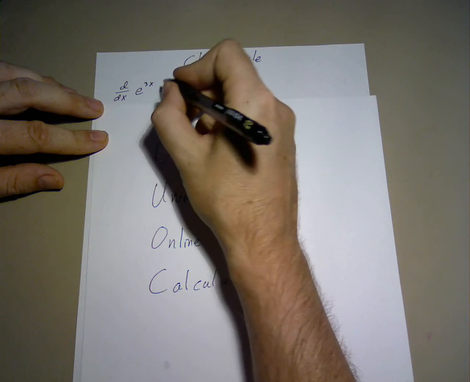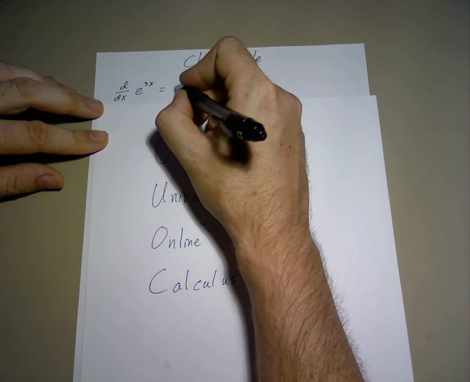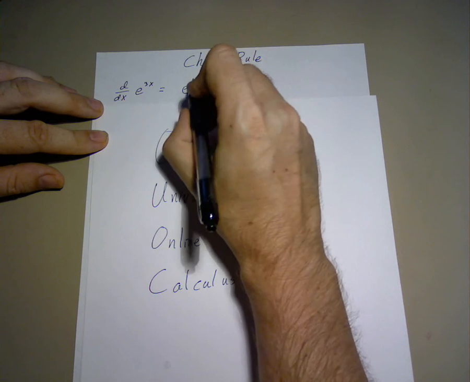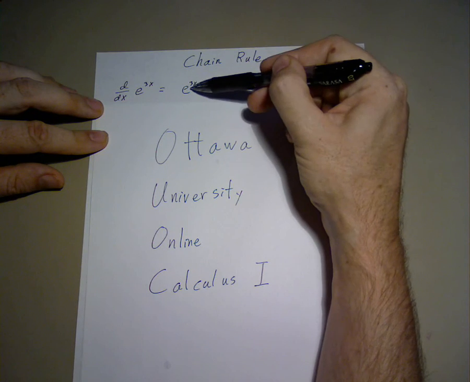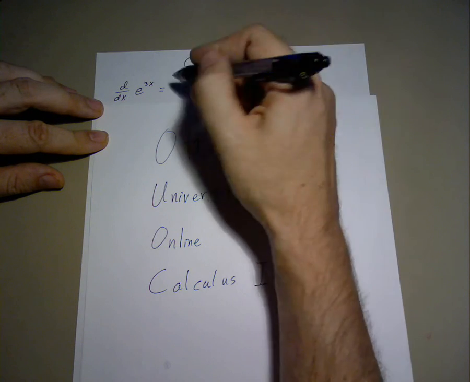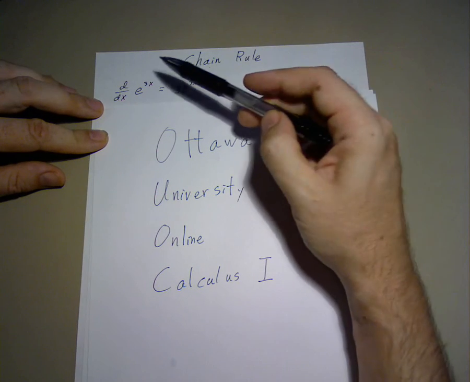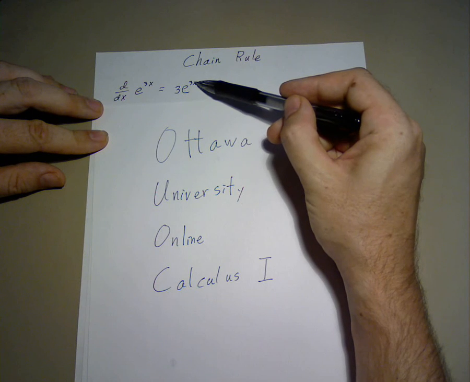So in this case, we would take the derivative of e to the x, which is simply e to the x, times the derivative of what's inside of it, 3x. The derivative of 3x is 3. Therefore, the derivative of e to the 3x is 3e to the 3x.